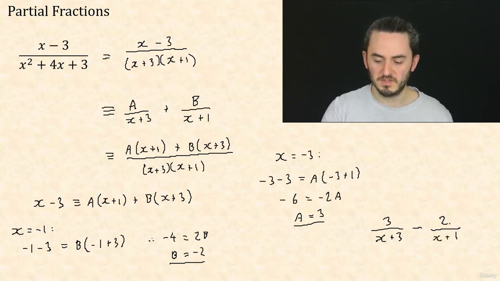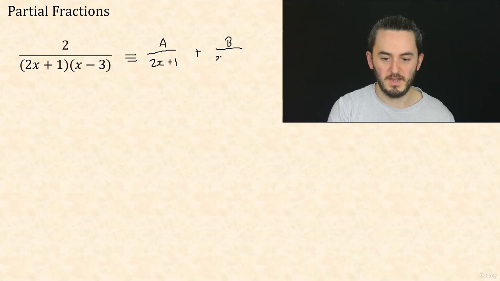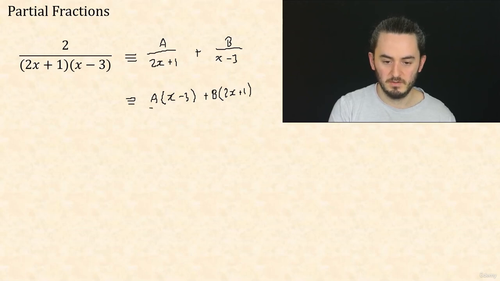Okay, let's look at one more example now. So here we can see that in this case we've just got the number 2 on our numerator. That's fine. We can still split this up, and we're going to be splitting it into something over 2x plus 1 plus something over x minus 3. Add these two together, and we get a times x minus 3 plus b times 2x plus 1 all over 2x plus 1 x minus 3.